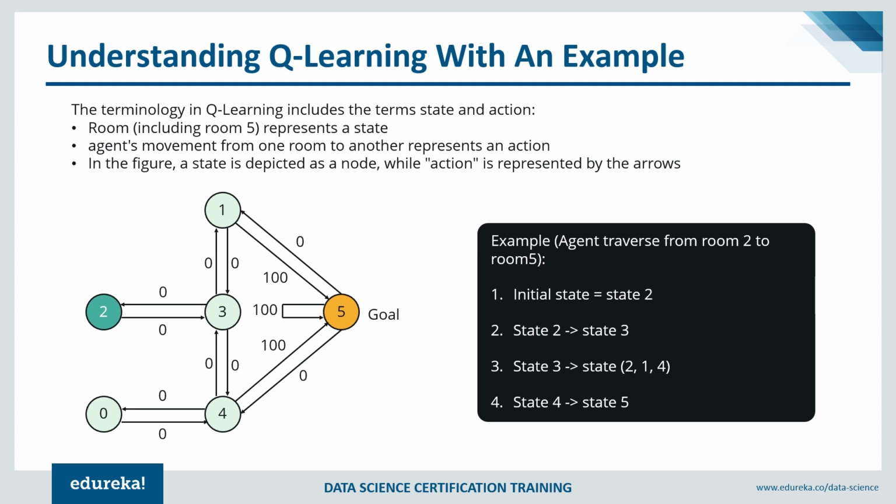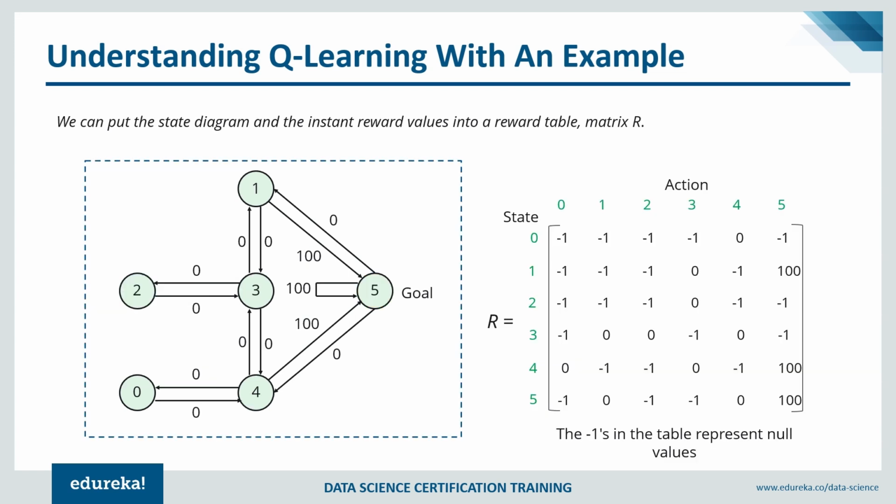So we can put this state diagram and instant reward values into a reward table, which is the matrix R. As you can see, the -1 in the table represents the null values, because you cannot go from 1 to 1, right? And since there is no way to go from 1 to 0, that is also -1. So -1 represents the null values, whereas 0 represents 0 reward, and 100 represents the reward for going to room 5. One more important thing to know here is that if you are in room 5 and you go to room 5, the reward is 100.